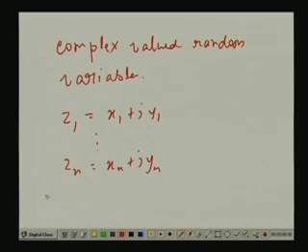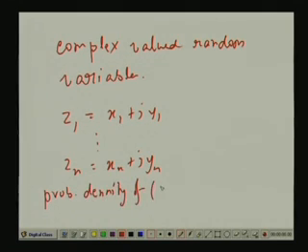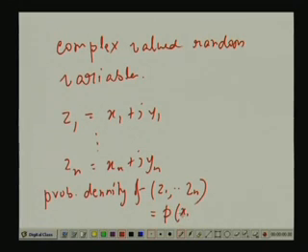means the probability density of z 1 to z n is the same as actually a probability density function of 2n variables x 1, y 1, x 2, y 2, dot dot dot x n, y n.